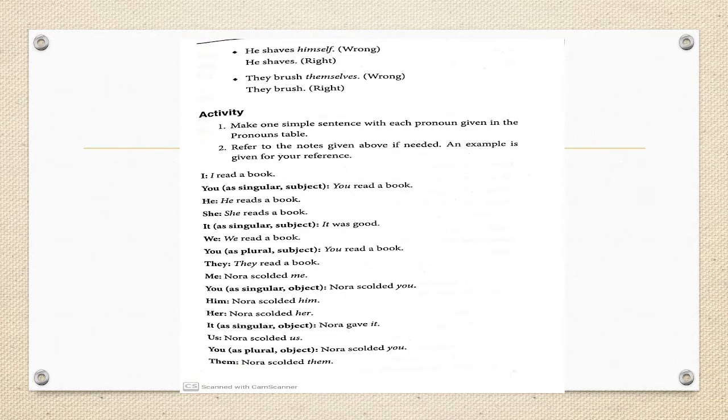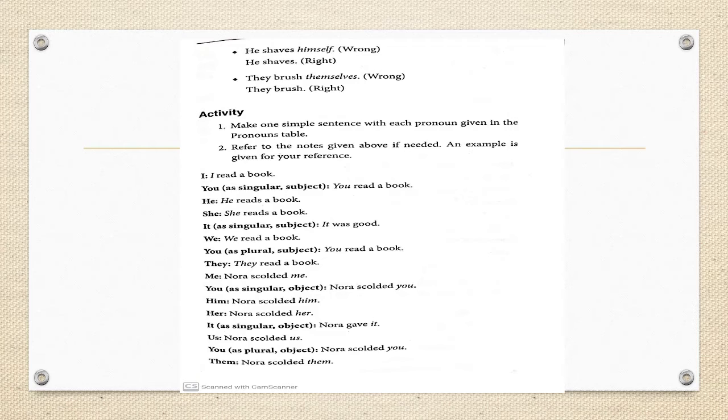For example, you can see that I read a book. You, as a singular subject, you read a book. He reads a book. She reads a book. It, as singular subject, it was good. We read a book. You, as a plural subject, you read a book. They read a book. Me, Nora scolded me.